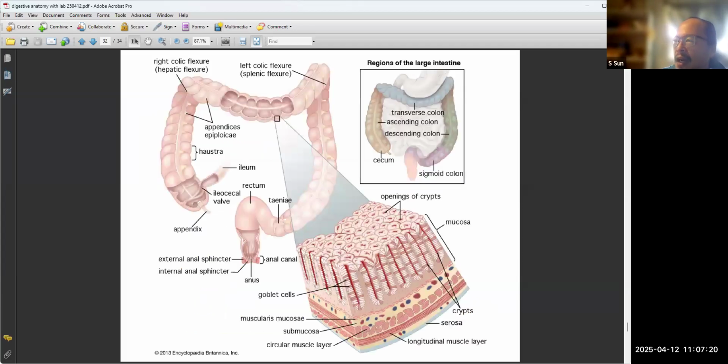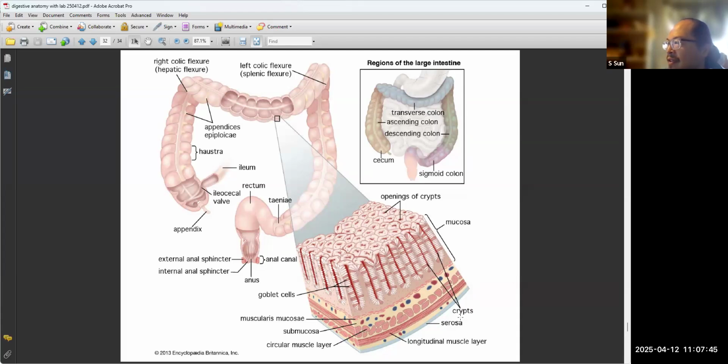For the lining of the large intestine, the major thing here is that they don't really have an increased inner lining like plicae and villi to absorb nutrients. Instead, they are pretty flat, pretty flat throughout. They have the mucosa layer here.